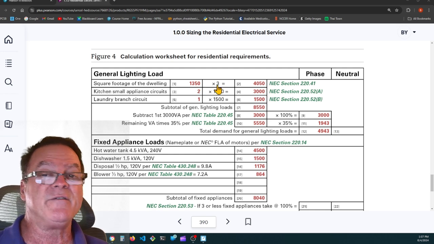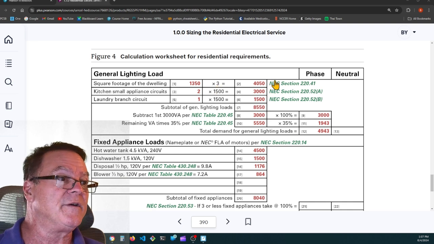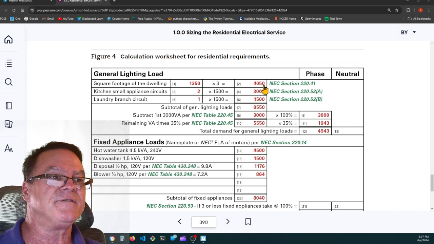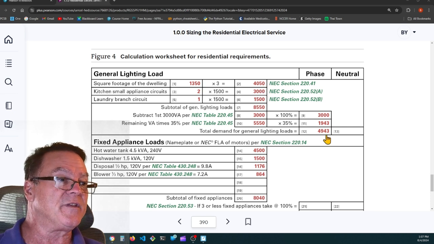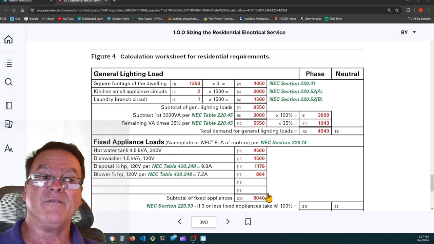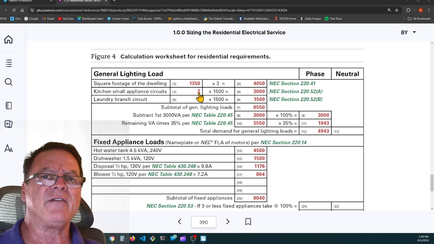1,350 square feet times 3 volt amps per square foot. Remember, NEC section 220.41, there it is right there, is 4,050 volt amps. Remember, a volt amp is a volt times an amp. So when we get finished with our calculations, we'll divide by 240 volts, and that will tell us how many amps. And we have 2 kitchen small appliance branch circuits. The code tells us we have to have a minimum of 2.